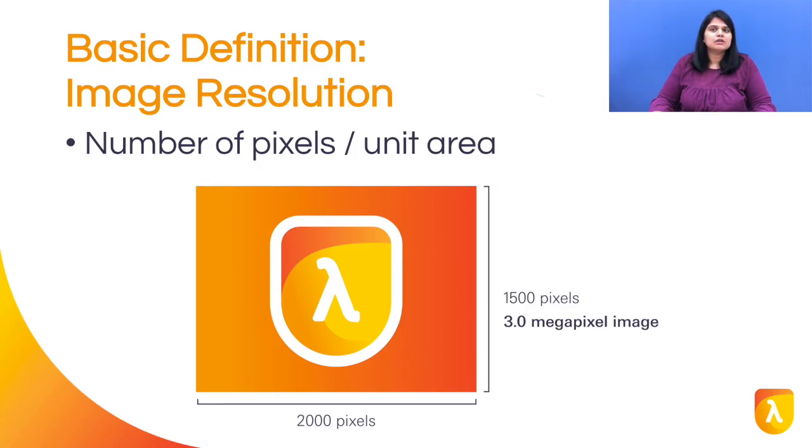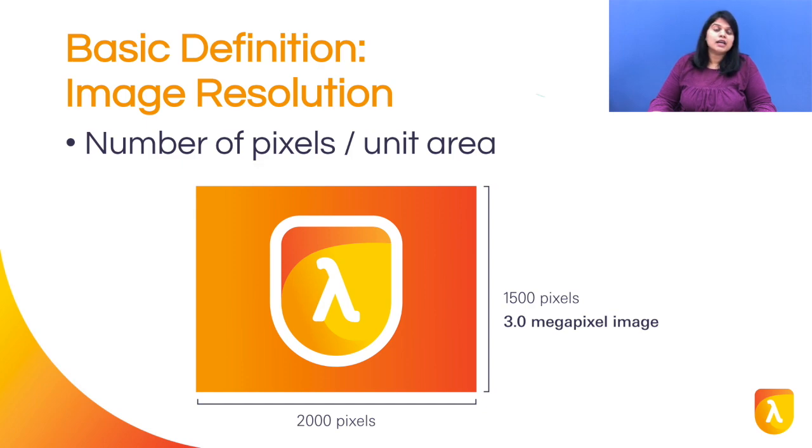Image resolution refers to the number of pixels per unit area of a digital image. More pixels per unit area means the image has higher resolution and therefore more detail. For example, this image of the LambdaU logo has a resolution of 2000 by 1500.